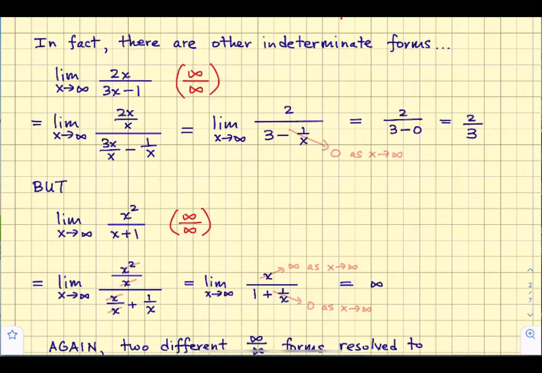So this is another category of indeterminate forms. We call this an infinity over infinity indeterminate form. And it turns out that the answer to different infinity over infinity form examples can be different things.